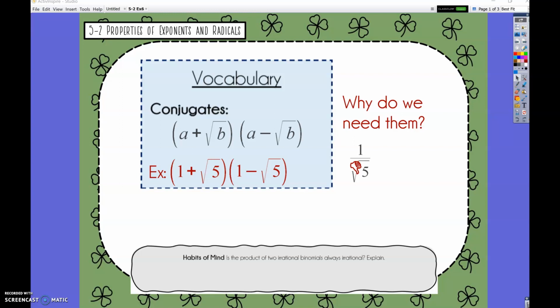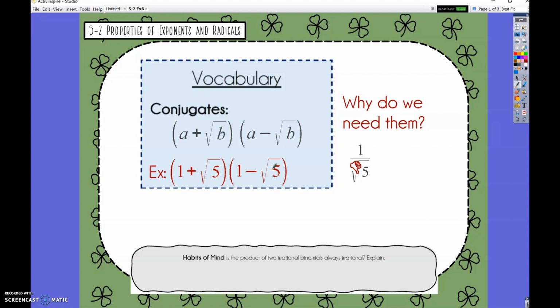In Lesson 5.2, we have one more example, example 6, that you may not have had enough time for in class. A vocab word that we need to be introduced to is called a conjugate. This is when we have something like a plus root b times a minus root b. Or they don't have to be multiplied, but we call it the conjugate, it's like the opposite. So 1 plus root 5's conjugate would be 1 minus root 5.